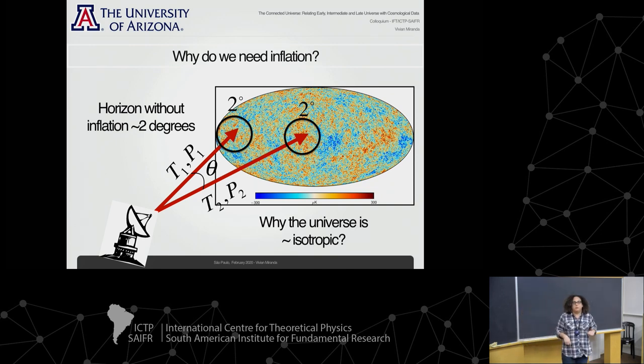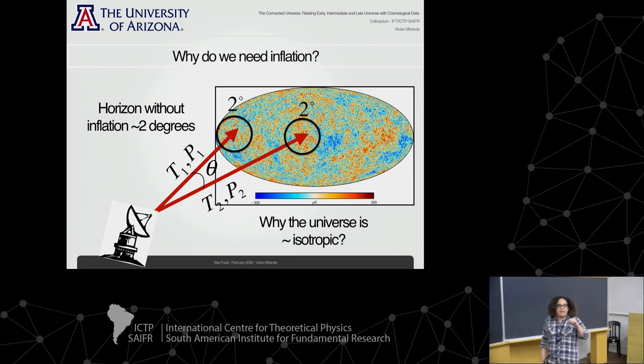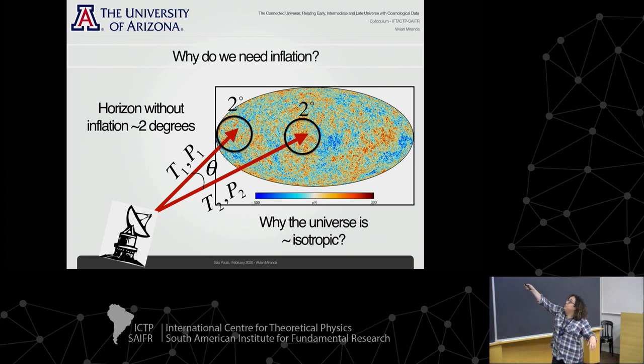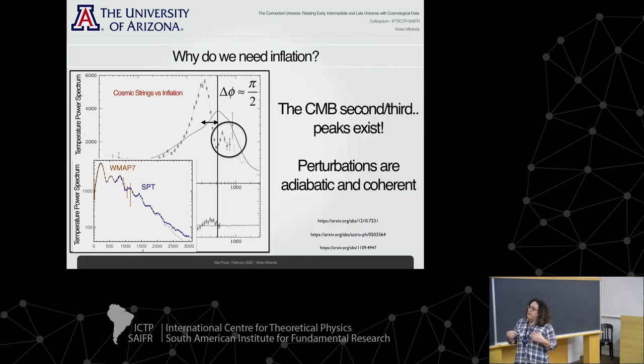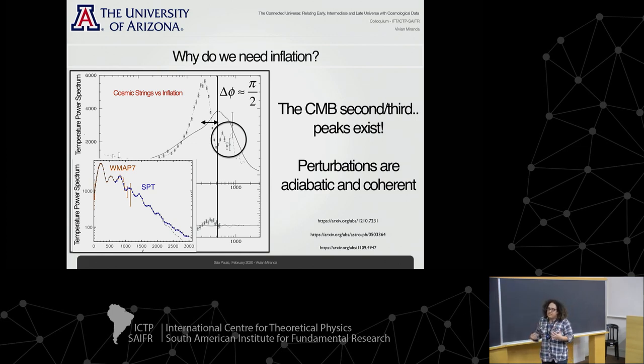One of them is the horizon problem. Again, this is a real map of the cosmic microwave background anisotropies. I want you to see by eye that the universe here doesn't appear to be vastly different from the universe here. The universe seems to be, broadly speaking, isotropic. But if you calculate, without inflation, the angle that a photon can travel from the beginning up to today, you get an answer of about 2 degrees. So without inflation, we don't know why this patch of the universe would be connected to this one, and we would have no idea how to explain why these two very different patches look, statistically speaking, the same. Inflation solves that.